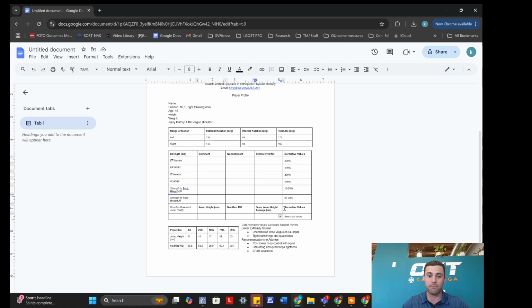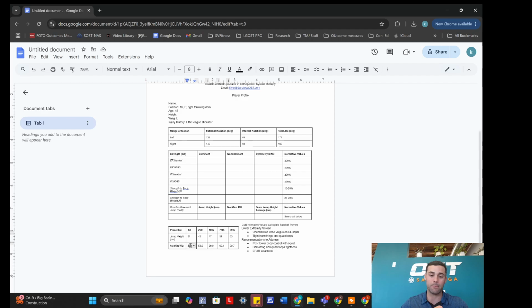And then there's also some normative values that were created with collegiate baseball players. So these numbers are for collegiate baseball players, so you can just see how you stack up against a little bit older individuals that are playing college baseball. And down at the bottom, you can see those normative values there. So for the jump height, you see that the first percentile would be 31 centimeters, and the 99th percentile would be 63 centimeters. And then the modified RSI, similar kind of thing there.